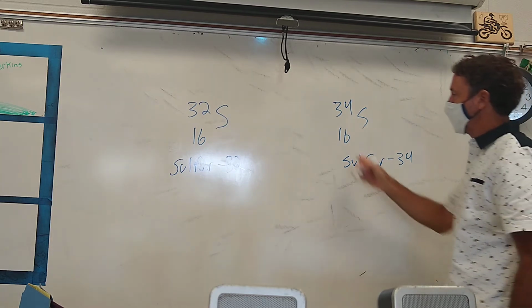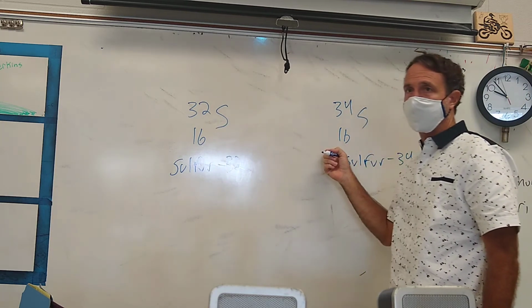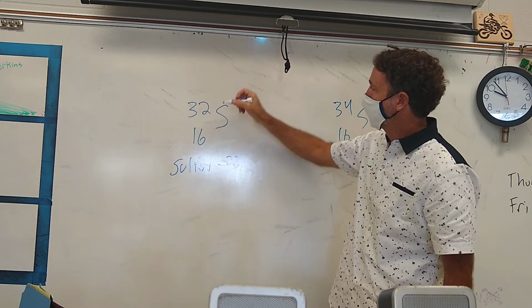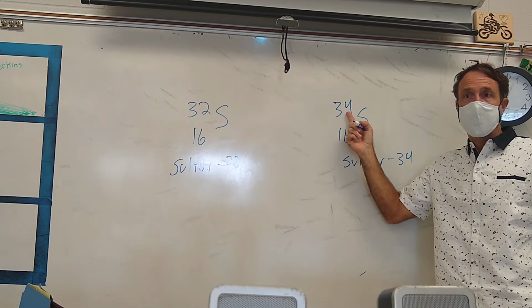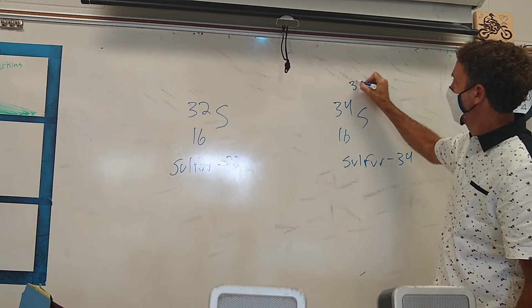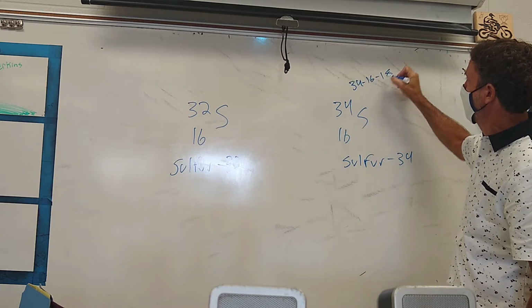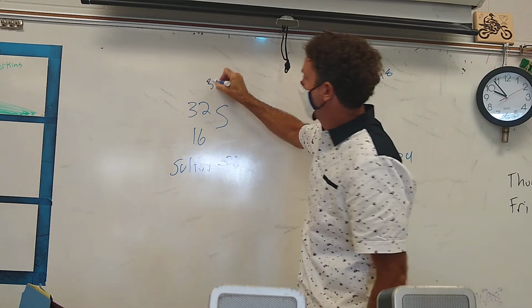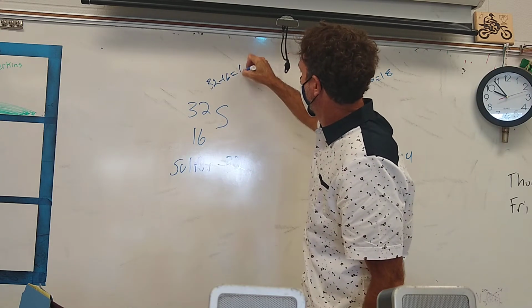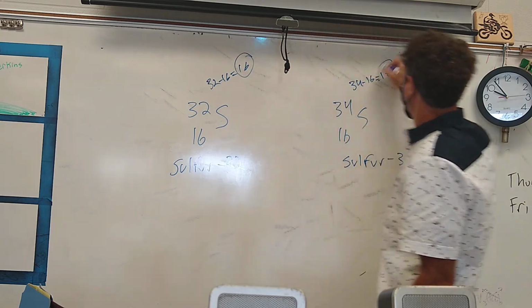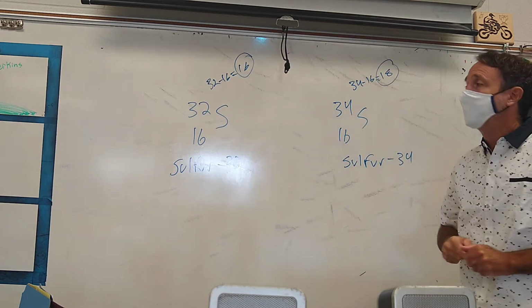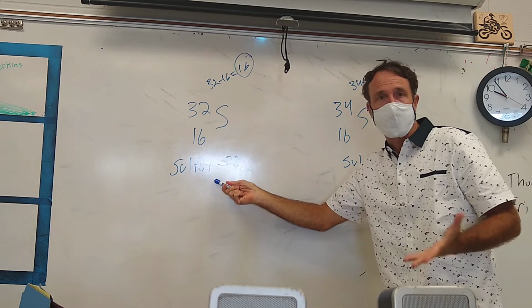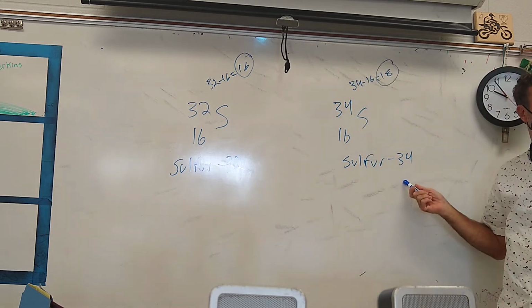What's the difference? They both have 16 protons. But this one has 16 neutrons. This one has 18 neutrons. Right? How would I know? Subtract those two numbers. 34 minus 16 is 18. And right here, 32 minus 16 is 16. 16 neutrons, 18 neutrons. These are two different isotopes of sulfur. This one's sulfur 32, the most common. This is sulfur 34, less common.